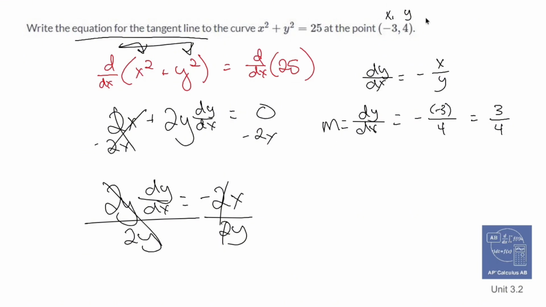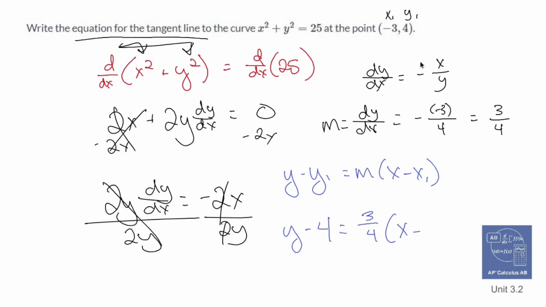If I labeled you x sub 1, y sub 1, I can now think point slope thoughts. Y minus y sub 1 equals m times the quantity x minus x sub 1. Okay. Plug in 4, so y minus 4 equals 3/4 times x minus x sub 1, which is -3. So minus -3 is going to be +3, so let's save a little bit of time.